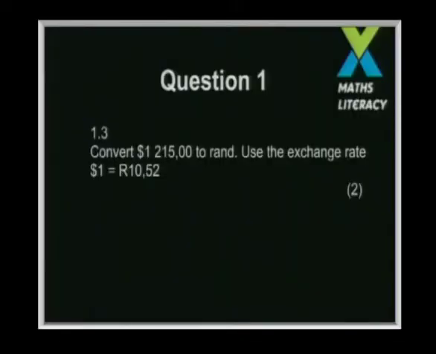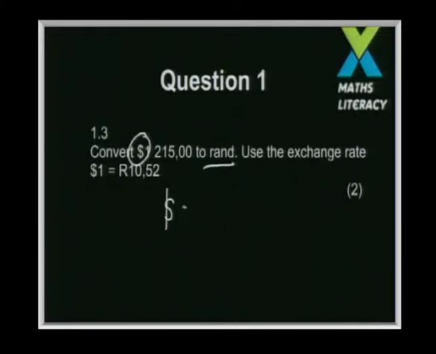1.3 says convert $1,215, remember that's the dollar sign, to rands. Use the exchange rate that $1 is 10 rand and 52 cents. Now I would always put down the exchange rate that they've given you first. So I'm going to write down $1 is equal to 10 rand 52.